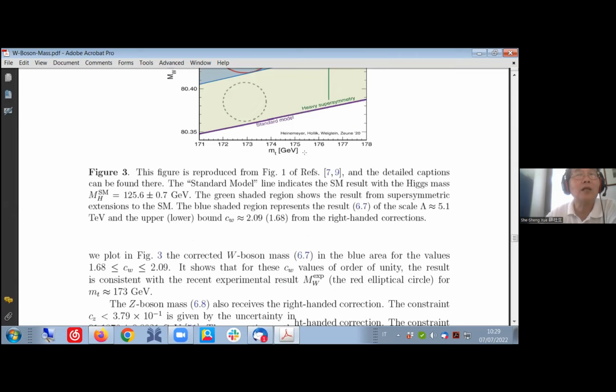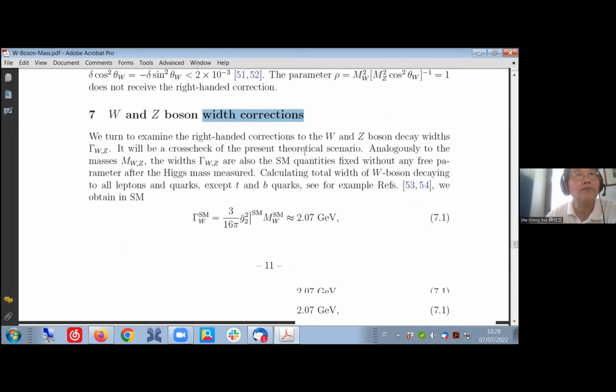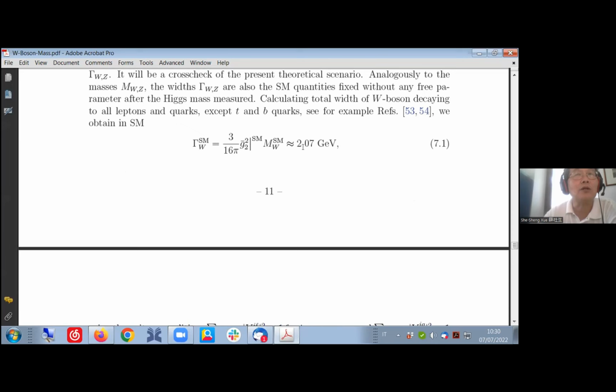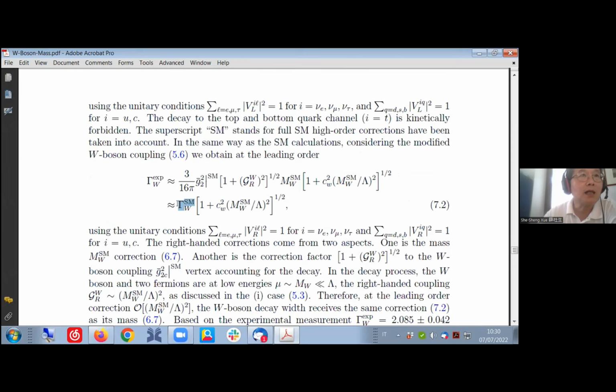Because this right-hand coupling not only gives a contribution to the mass of the W boson and Z boson and so on, but if this is a reality, it definitely also gives decay, to keep the W and Z boson decaying. So the interaction I showed you before, we can use to calculate the width, which is also going to be precisely measured. So we can calculate the width. And you see the width here, this is the standard model width.